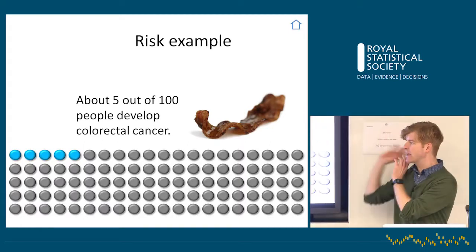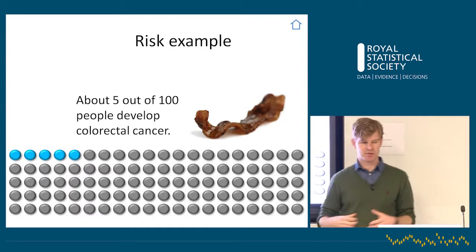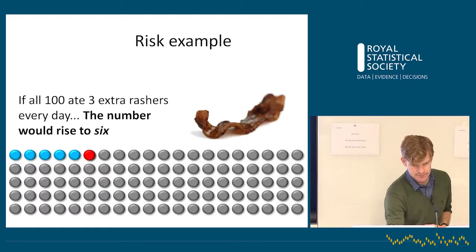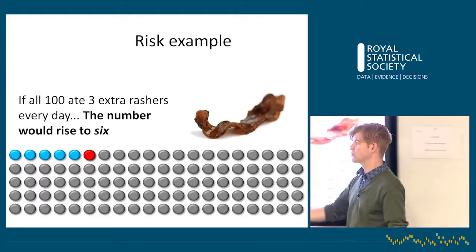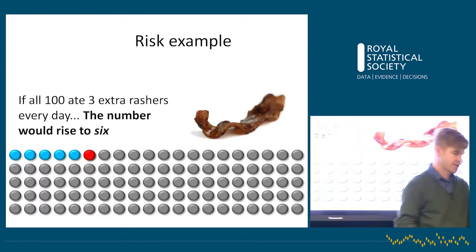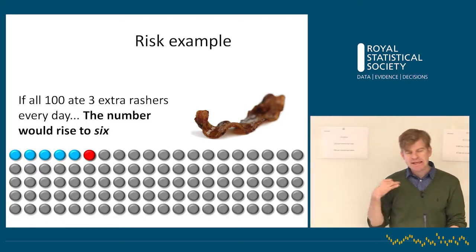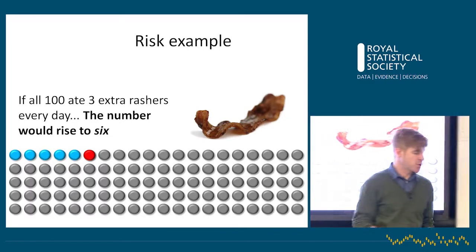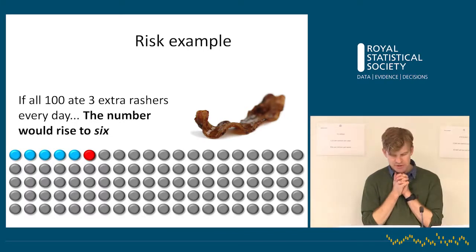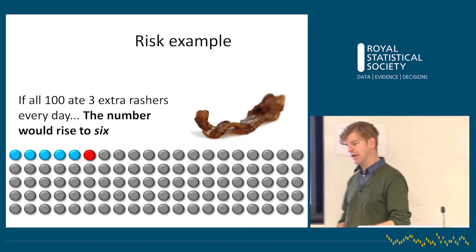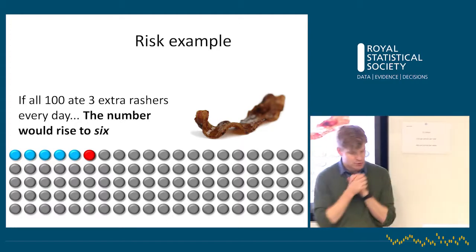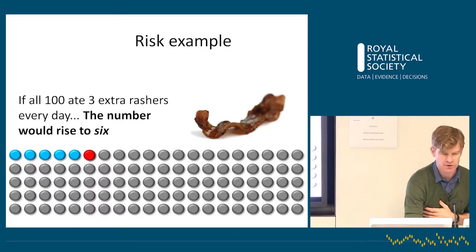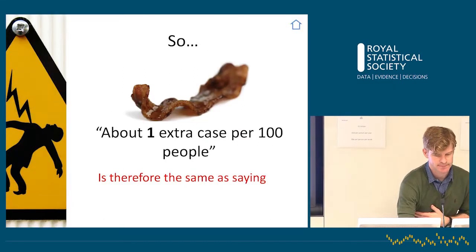If all these 100 people ate loads more bacon, say another 3 rashers of bacon per day for the rest of their life, the number, on average, would rise to 6. That's a 20% increase. But it's less alarming. Well, it's no joke for him or her who possibly gets colorectal cancer as a result of eating lots of bacon. But it's certainly less alarming than just saying there's a 20% increase in the risk of that particular type of cancer, once you take into account what the baseline risk was.